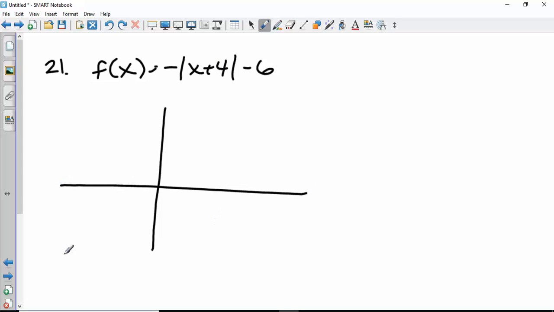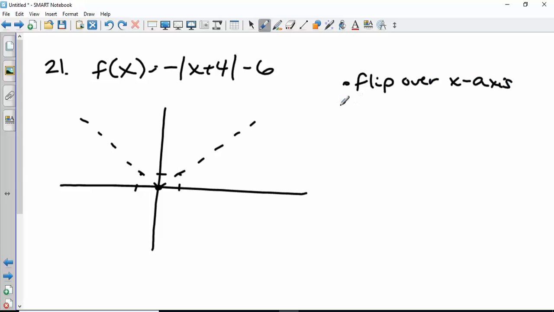Let's graph this one. What's my parent function? V. Yep, absolute value of 0, 0, 1, 1, -1, 1. So my parent function looks like this. Let's talk about the transformations. What will the negative out in front do? Flip over the x. It's making all my y's negative, so it flips over the x. What's the +4 do? Left 4. And the -6. Left. Or down 6.